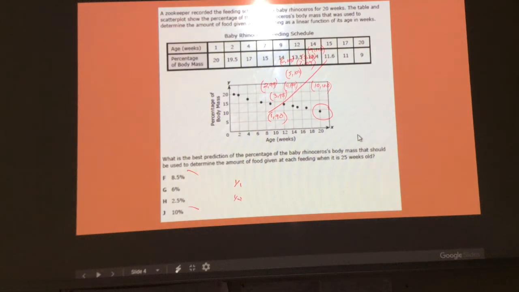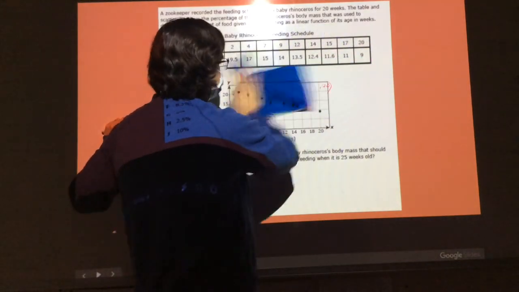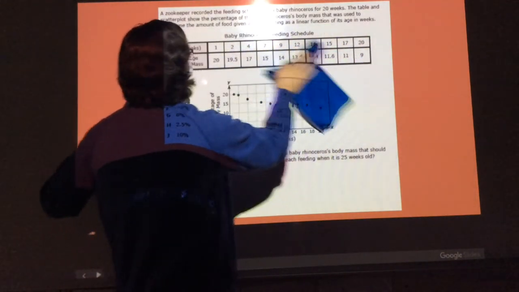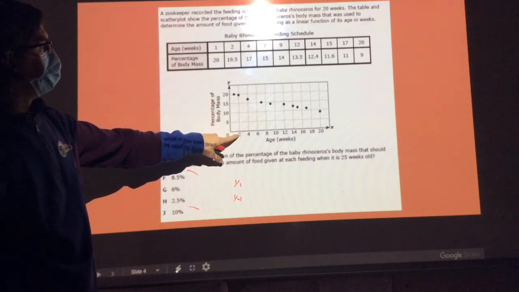Okay, so this one is much nicer. The zookeeper recorded the feeding schedule for a baby rhinoceros for 20 weeks. The table and the scatter plot show the data that was used. Okay, so this data is the same thing right here.